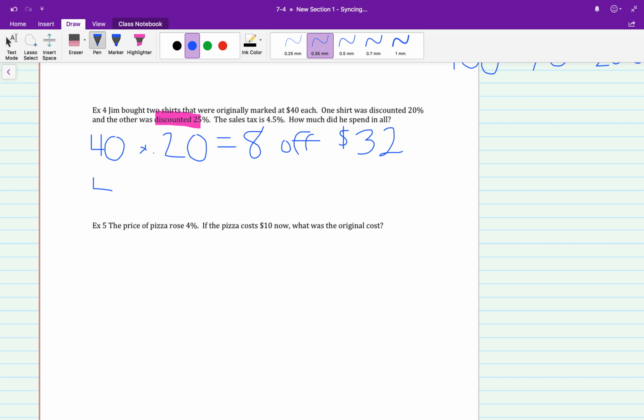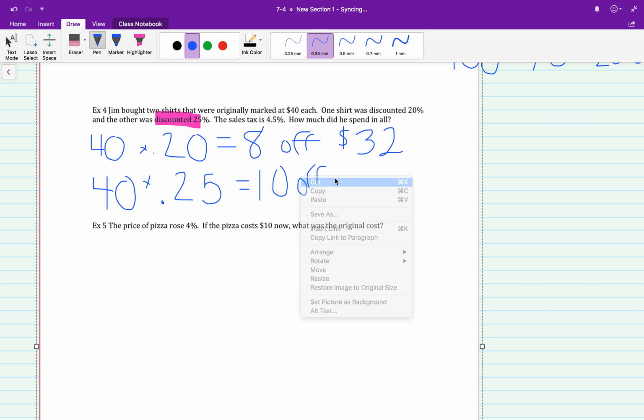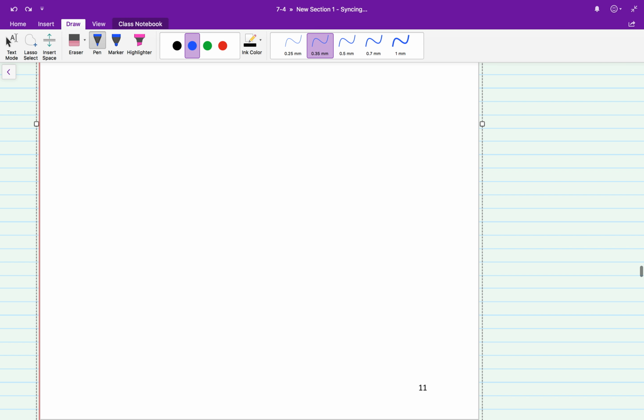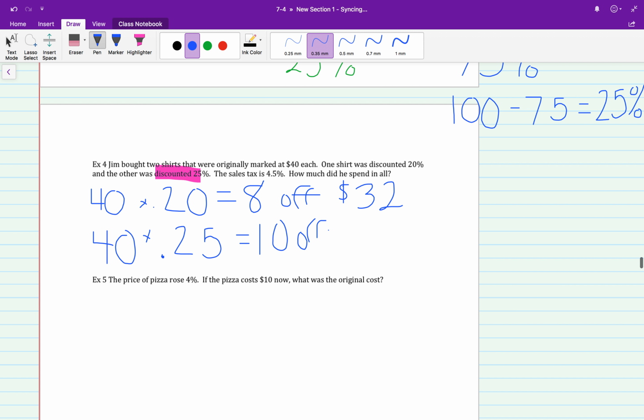The other shirt also originally cost $40, but I saved a little bit more money. I saved 25%. So 40 times 25% meant that I got $10 off. So that shirt was only $30. So this shirt only cost me $30. So total, my shirts cost me $62. That cost me $62. And that's not the final answer.